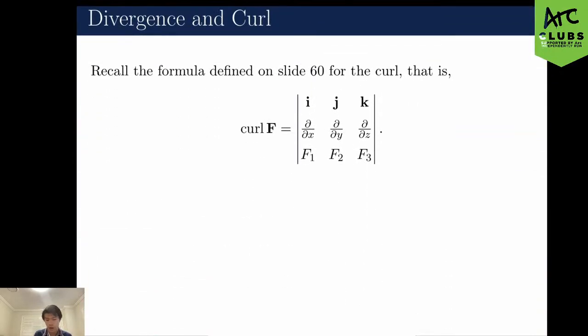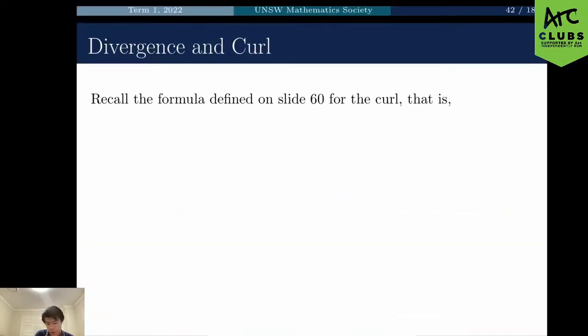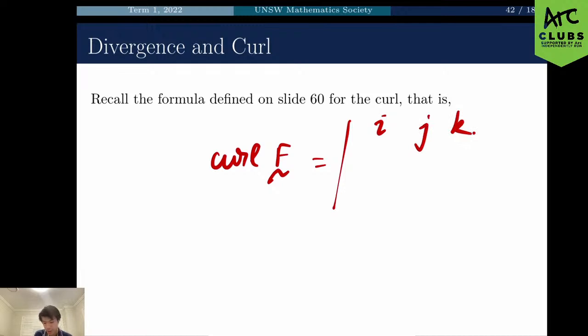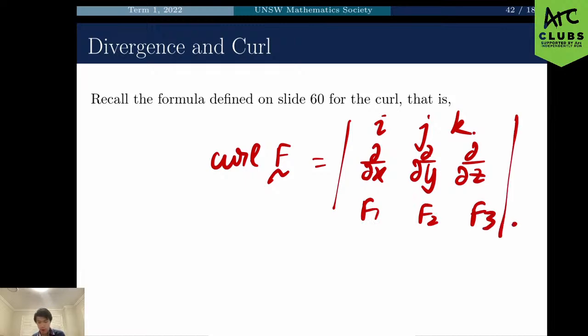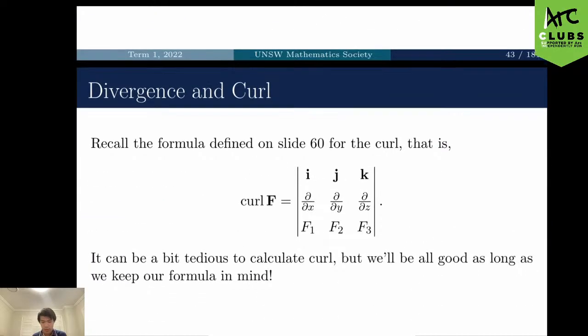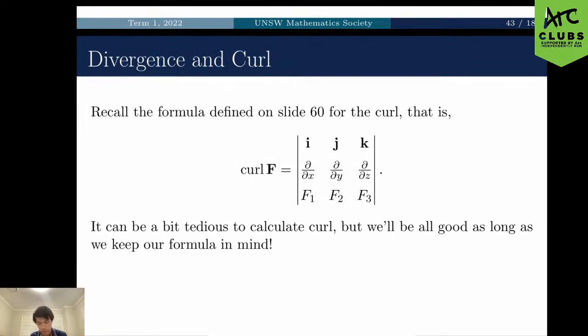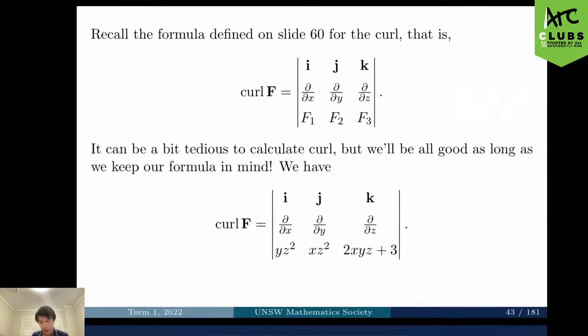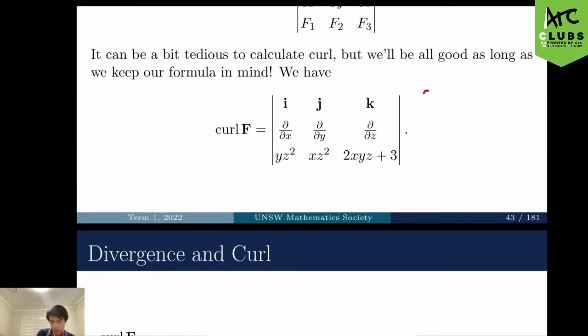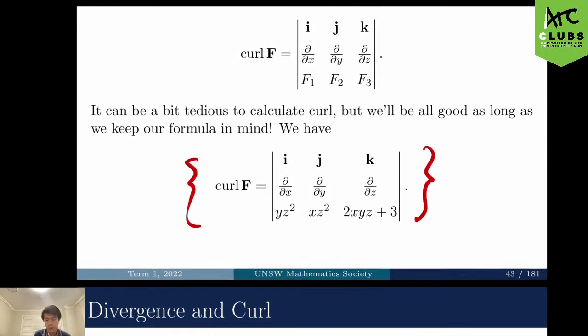So remember, curl f, if you can just try to remember this formula as well, curl f equals i, j, k, and then you put the 3 derivatives. So partial derivative x, partial derivative y, partial derivative z. Then this one is the 3 components. Right, and so now that we've done that, it can be a bit tedious, but we will do it together so we won't get too sad. Okay, so curl f equals this determinant.